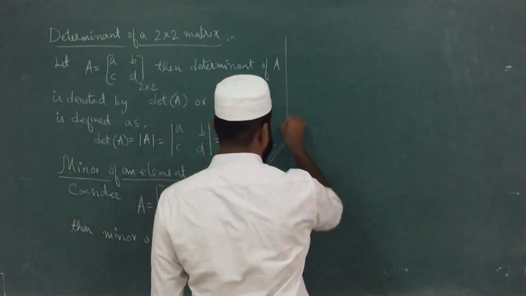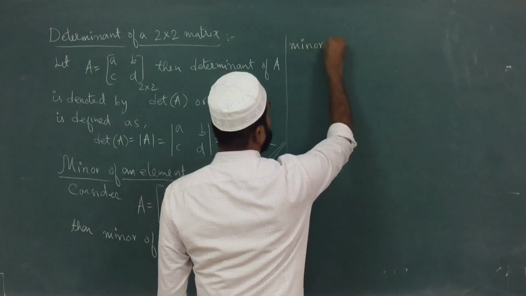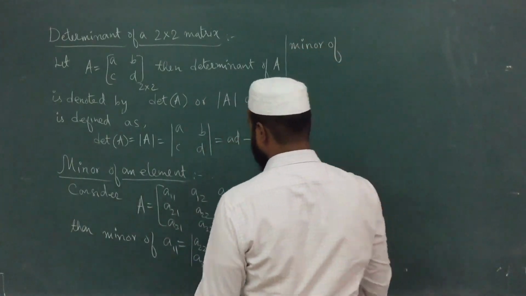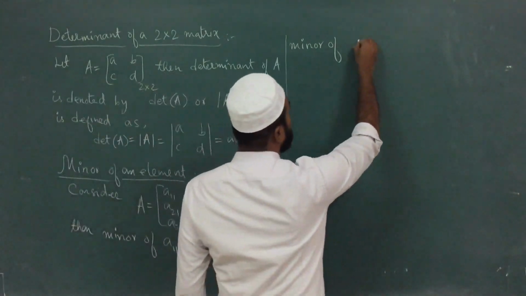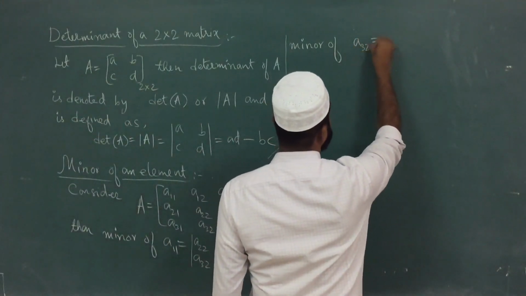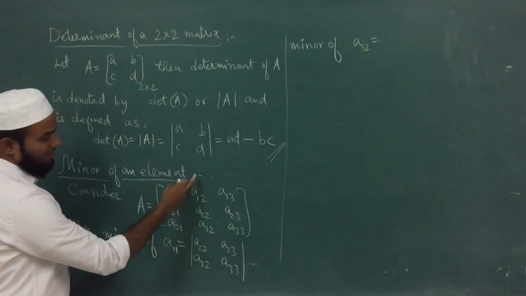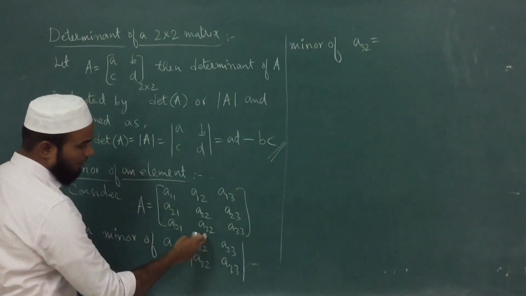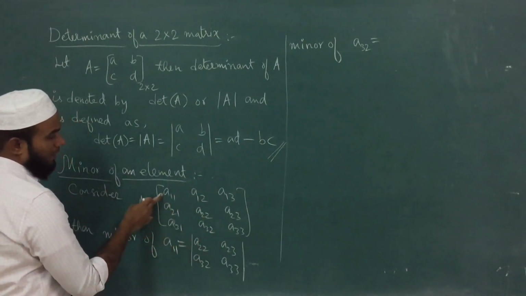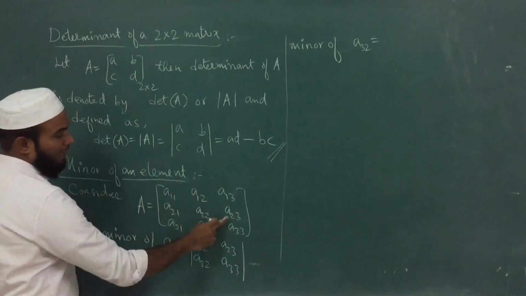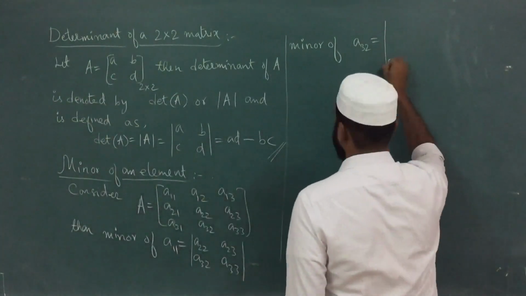Similarly, minor of a11 is over. You consider any other entry, I will consider this a32, minor of a32. How do we define minor of a32? a32 is present in third row and second column. You remove the third row and second column. So what will remain? a11, a13, a21, a23. You have to find the determinant of this.